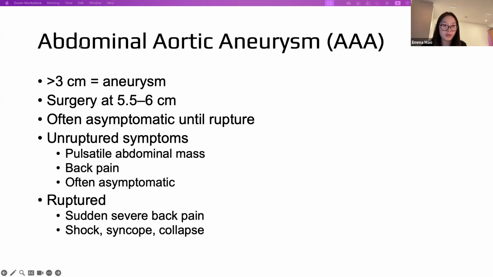Okay, and then there's the abdominal aortic aneurysm. So an over 3 centimeter width aorta in the abdomen is an aneurysm. And then surgery is recommended at 5.5 to 6 centimeters. And then they're often asymptomatic until rupture, which is why there's a screening program for it. And then unruptured symptoms is a pulsatile abdominal mass and back pain, but it's often asymptomatic. And then once it's ruptured, very severe back pain, shock, syncope, and collapse.